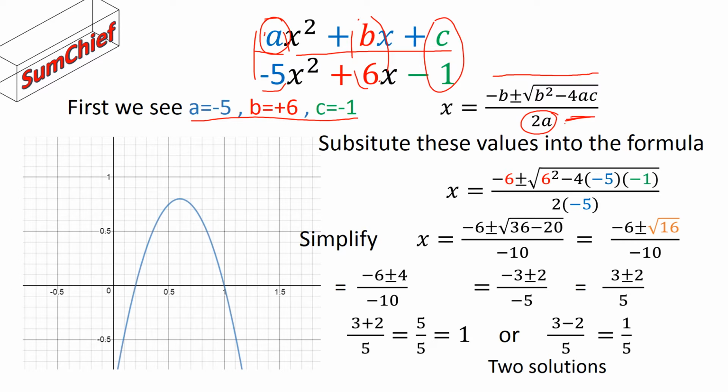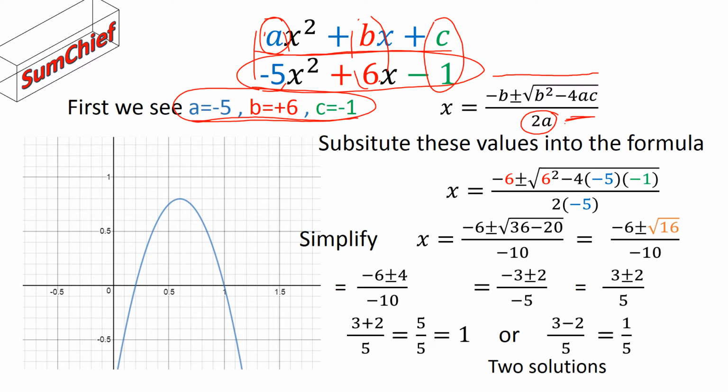So anyway, we have this quadratic here, minus 5x squared plus 6x minus 1. We've got the values written down. The first thing you want to do is break it down into what the a, the b and the c are, and that makes this next stage a lot easier.